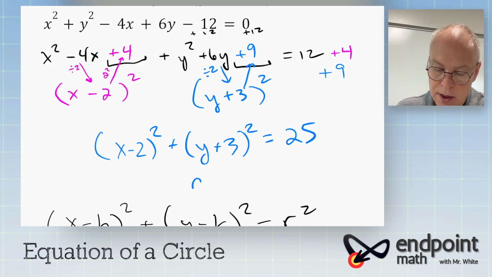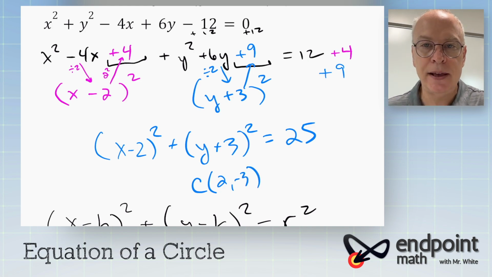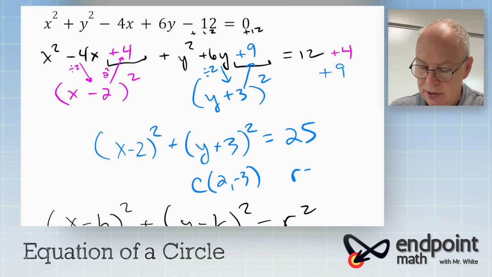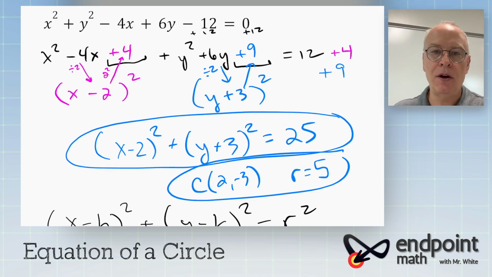So therefore, I now know the center is at (2, negative 3). I can harvest out that h and k like I did earlier. And the radius is what? Not 25. It is 5. Okay, so we got that, and we also wrote the equation. So look at us go.